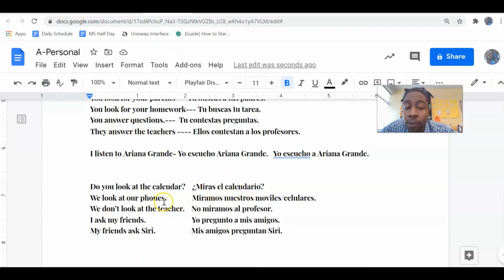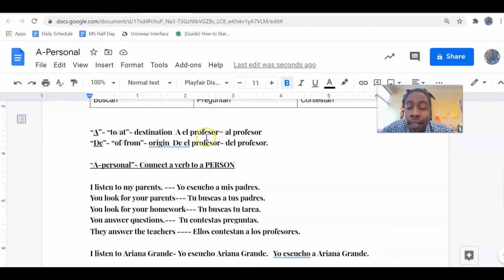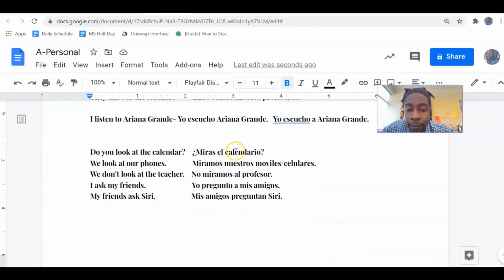We look at our phones. "Miramos nuestros móviles." So until phones are actually people, we do not use "a" here. We don't look at the teacher. Robots haven't replaced us yet. So we do need "a" here. And so we say "no miramos al profesor." Al profesor. And this is the "l" that we saw a little earlier.